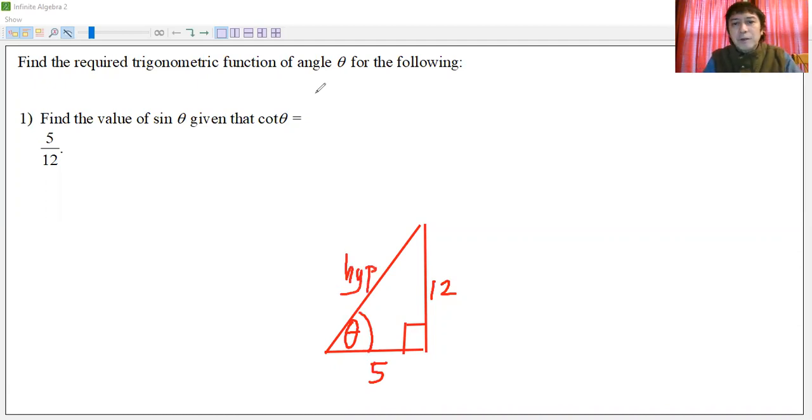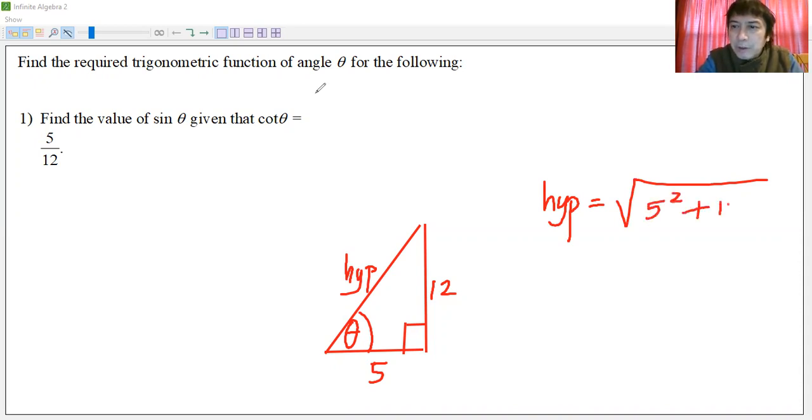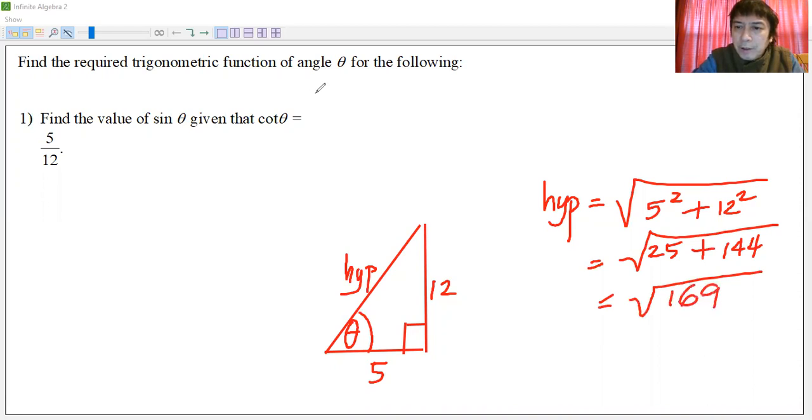The hypotenuse will have to be computed using the Pythagorean Theorem, which is the square root of the sum of the squares of the legs. So this will be 5 squared plus 12 squared. This is 25 plus 144, and this will be equivalent to the square root of 169, and this will be 13. So we have the value of the hypotenuse, which is 13.